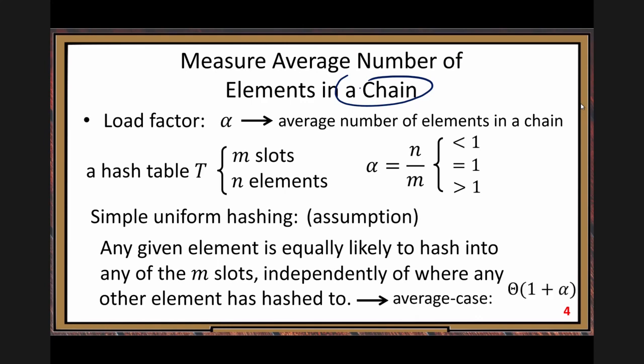So the average case is 1 plus alpha. Because first you need to go to that slot, so 1 operation. After you get to that slot, then you need to search the linked list. So the average number you need to look at in the linked list is alpha. So 1 plus alpha.